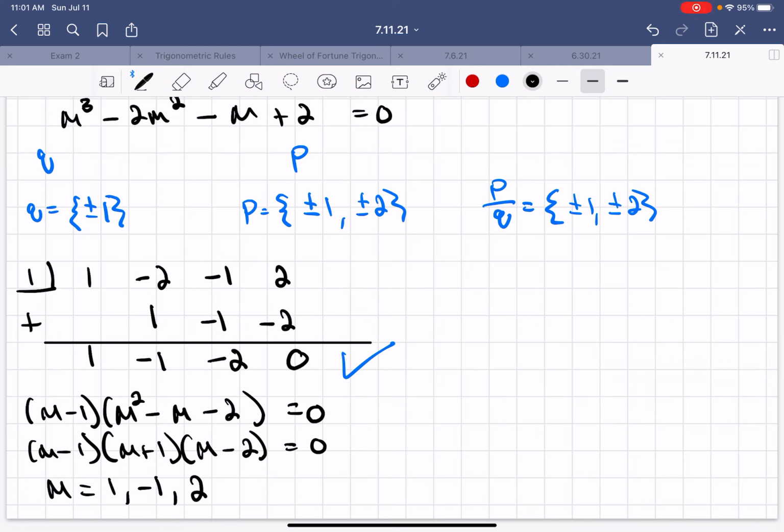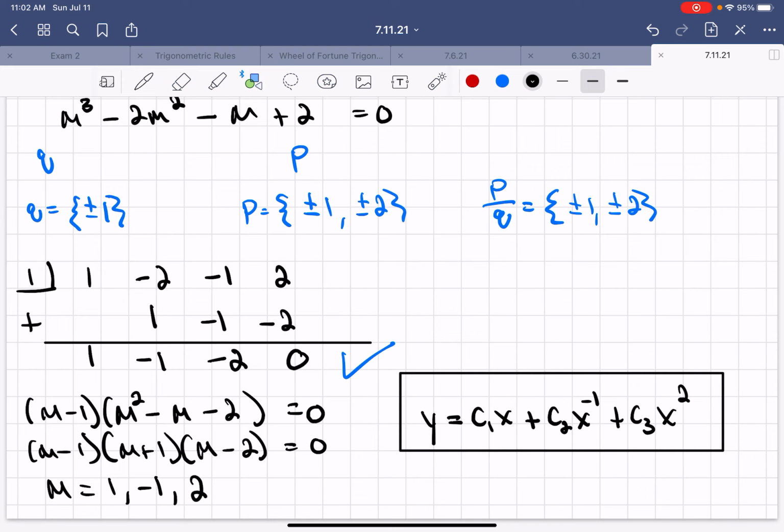So it looks like our equation for y is c1 x plus c2 x to the negative 1 plus c3 x to the 2. And that's it. Basically all we did was find m, and plug these in as the exponents. If you don't see the 1 right here, that's because it's implied. Anything just by itself like that is to the first power.